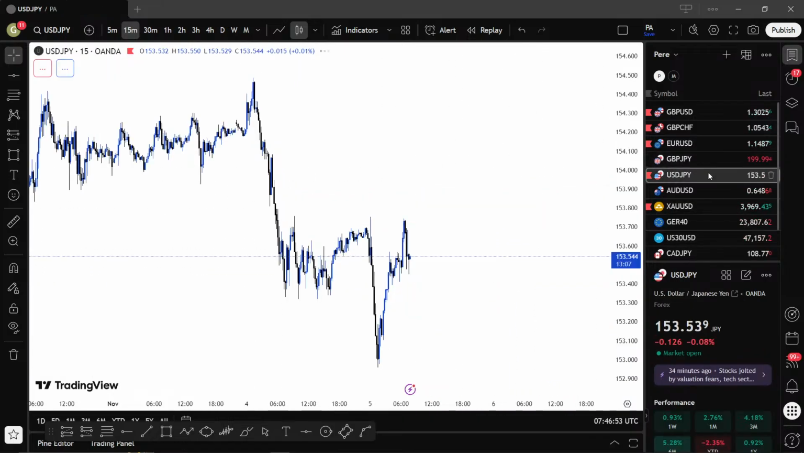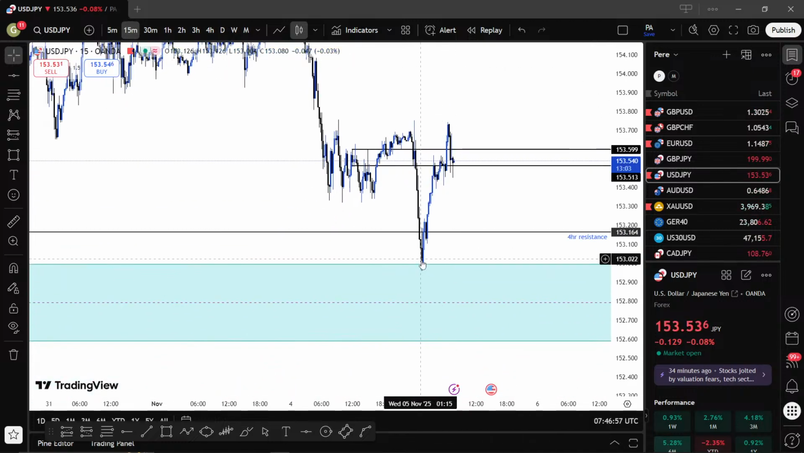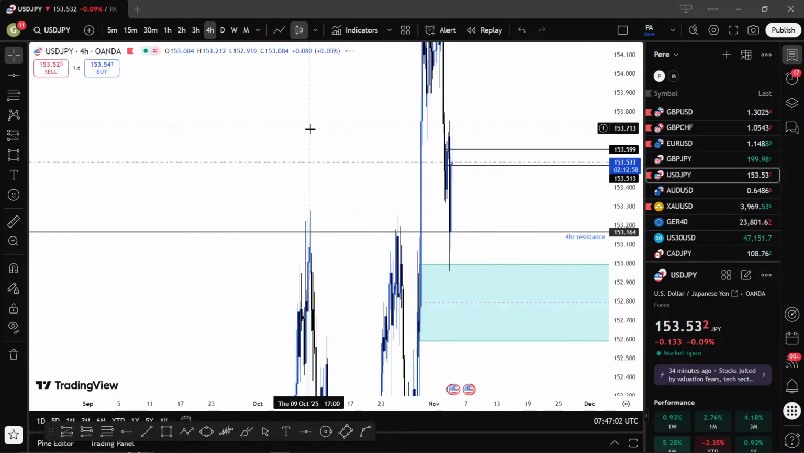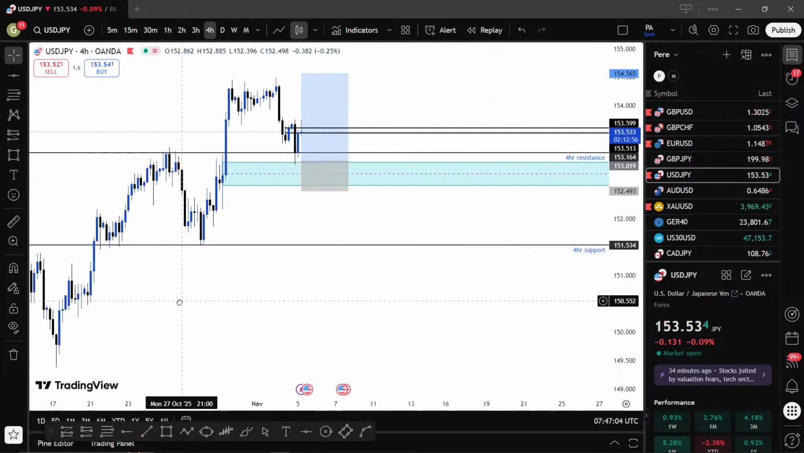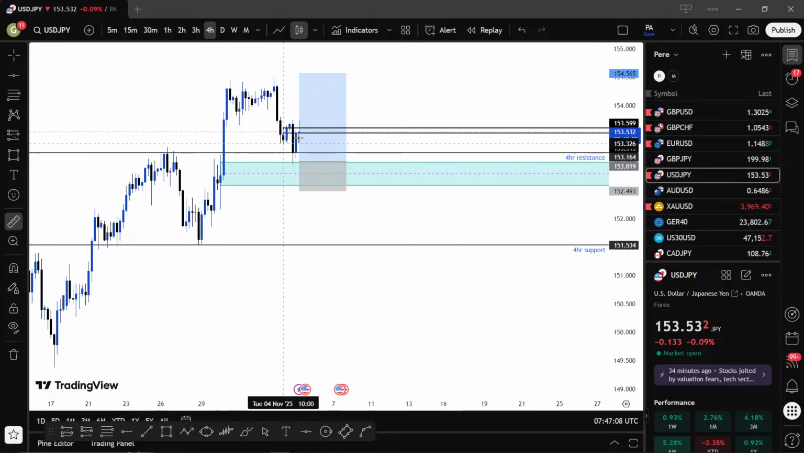Now let's take a look at USD JPY. I actually missed my buy on USD JPY. Just take a look at it. I missed my buy. Let me go back to the 4-hour time frame. You can see I actually missed this buy. Let me see how many pips I would have been up. It probably got triggered when I was away from the market.